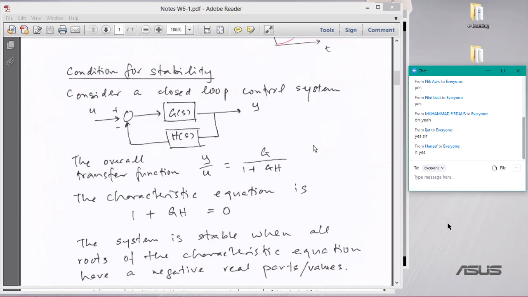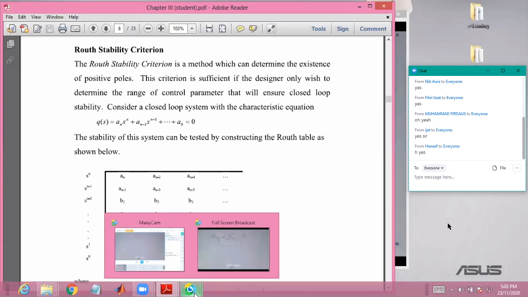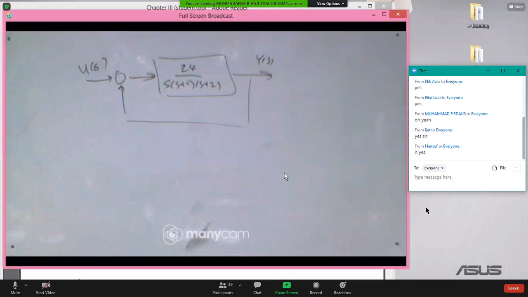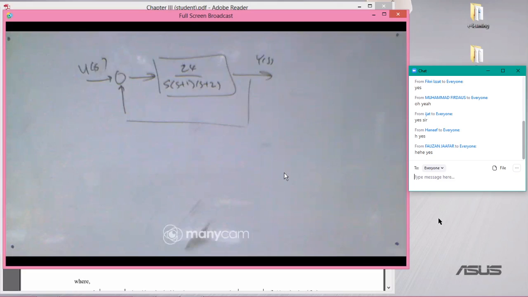All right, so there is some discussion going on in our chat group. Let me point out one of the most common mistakes that students make when they want to get the characteristic equation or the overall transfer function. Even as I keep reminding you, and even though I pointed out that this is a common mistake, some of you are still going to do this. So this is the common mistake.